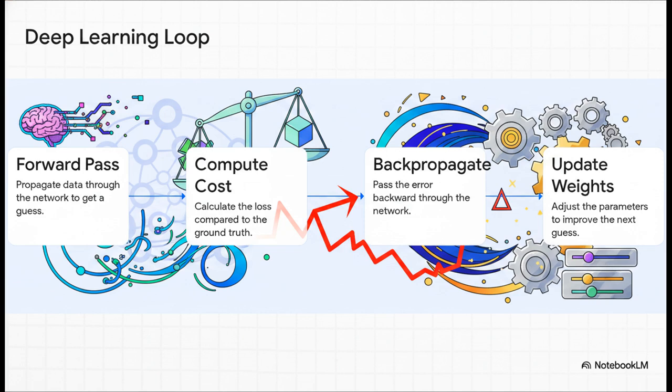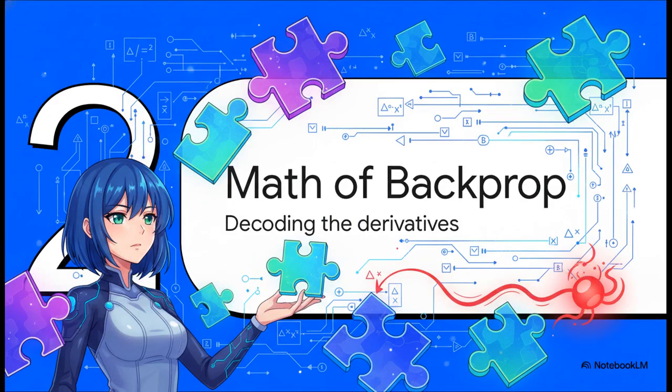First, we forward propagate the data through the network to get a guess. Second, we compute the cost, also known as the loss function, which is basically asking, okay, how wrong was that guess compared to reality? Third, we backpropagate that error backward through the network. And finally, update the weights so the next guess is just a little bit better. So while forward propagation gives us our answer, backpropagation is the magical step where the network actually learns to detect that cat correctly.